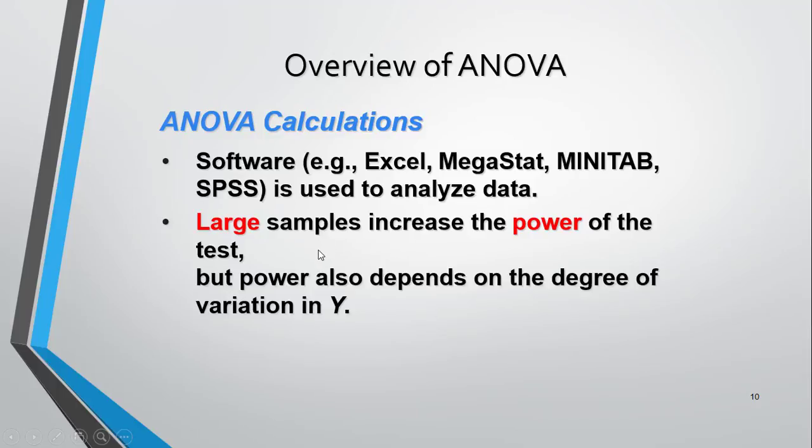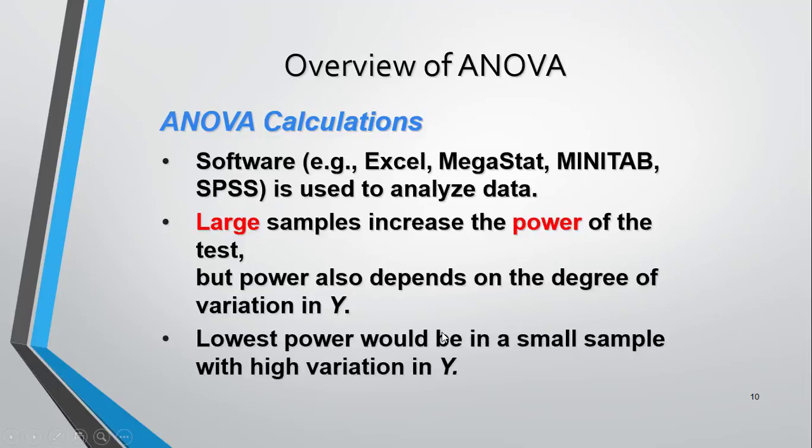Okay. Large sample increases the power of the test. That we all know. We know already, right? But the power also depends on the degree of variation in Y. Okay? Lowest power would be in a small sample with high variation in Y.